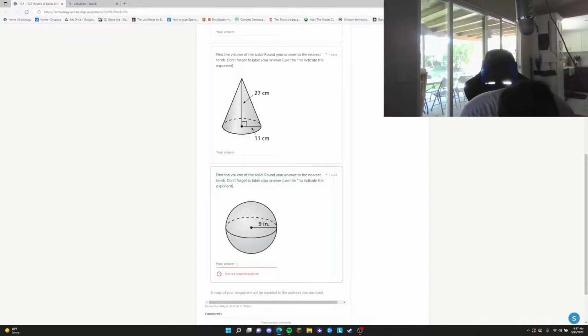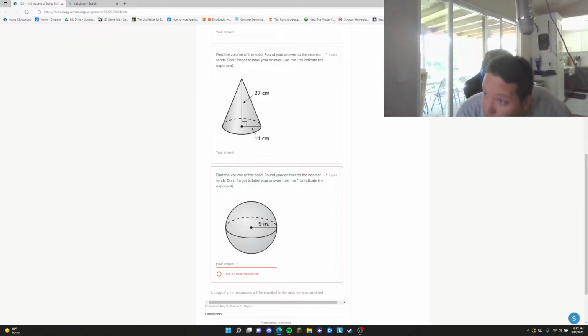Volume equals 4/3 times 3.14 times, what's the radius? 9. 9 cubed. I can just do that right now, actually. Let's see, 9 cubed. There is no 9 cubed.